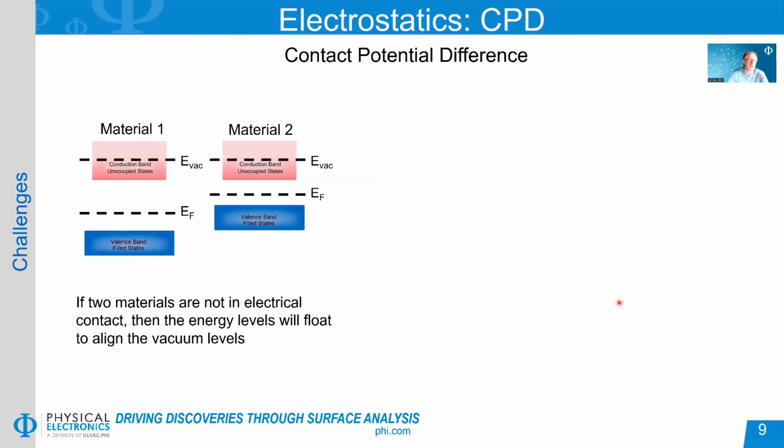Okay, so let's start with a contact potential difference. A contact potential difference occurs when we have two materials that have different work functions, or a difference between their Fermi level and their vacuum level when they are separated. And then we bring them together and form an electrical circuit. Because when they're separated, their vacuum levels are going to align with each other, meaning that they have a difference in their Fermi levels. So there's a shift going between them.